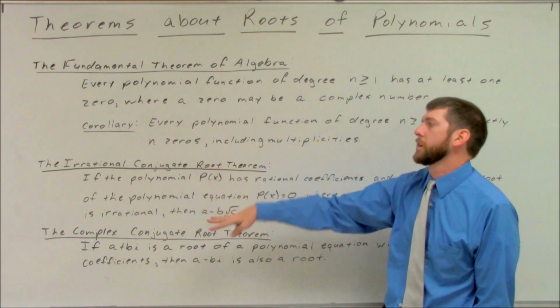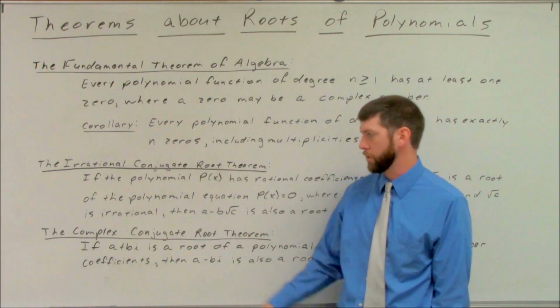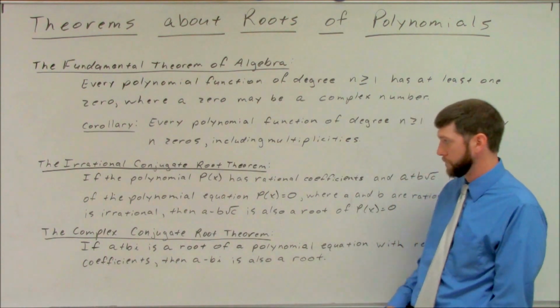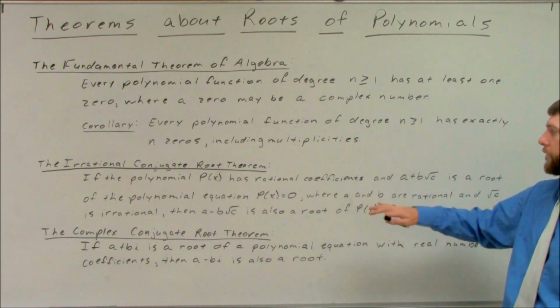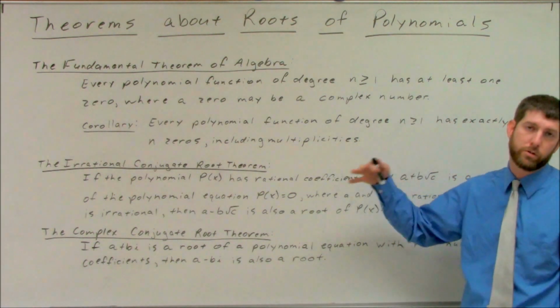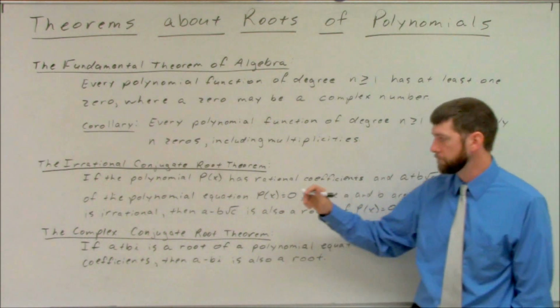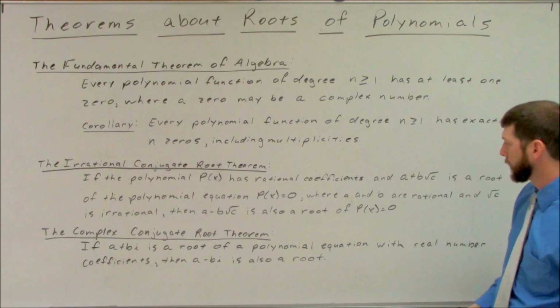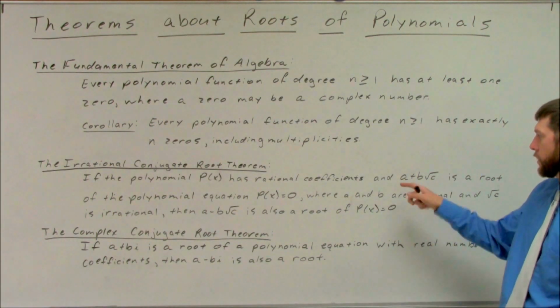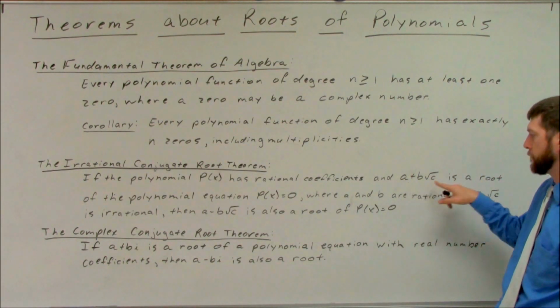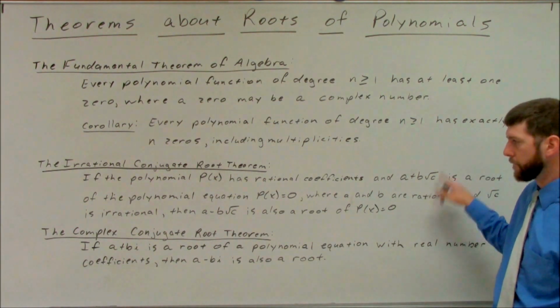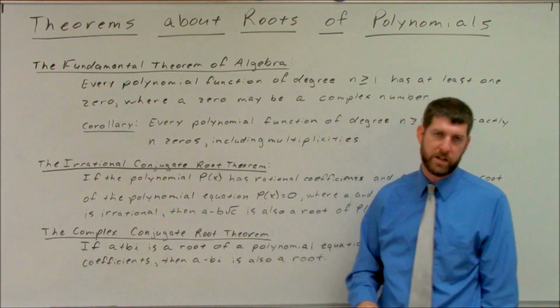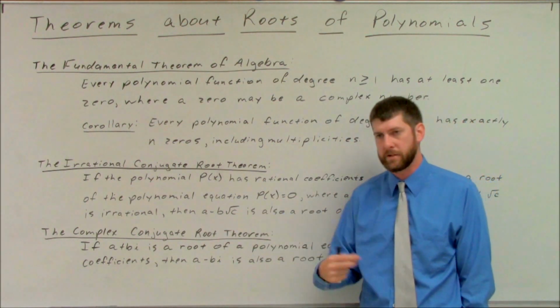So, that's what the irrational conjugate root theorem and complex conjugate root theorem say. To have real coefficients or rational coefficients, we have to have canceled out the i's or square roots, and we do that by multiplying by the conjugate. So if we know we have a plus b square root of c, then it's implied a minus b square root of c also has to be a root.